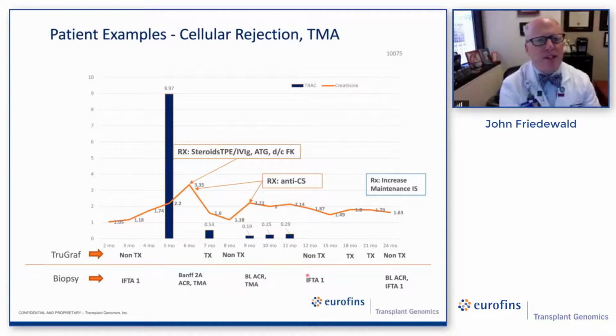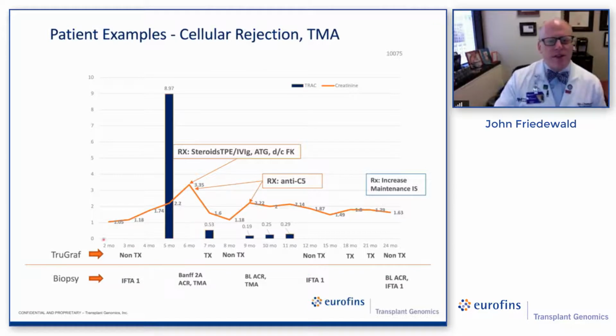I'm going to move on to a few examples that illustrate how the TruGraf test can be used. In these slides, I also have data from a cell-free DNA assay called the TRAC assay. This is a single patient who was followed for 2 years in the CTOT-8 trial. The patient had serial biopsies shown here along the bottom and TruGraf testing here, and you can see at 3 months and on the other time points.